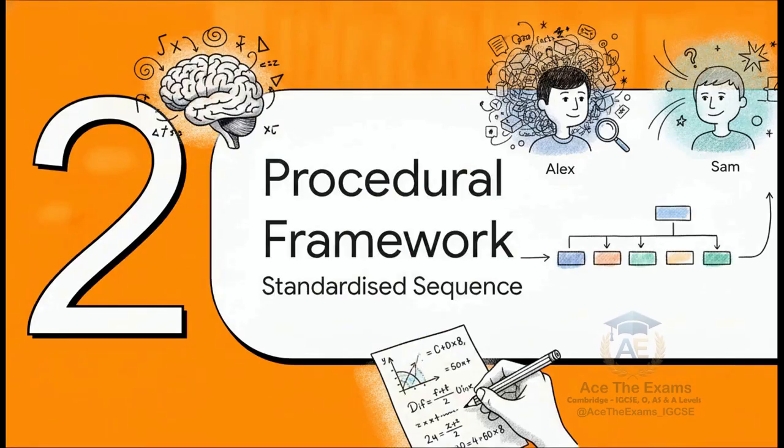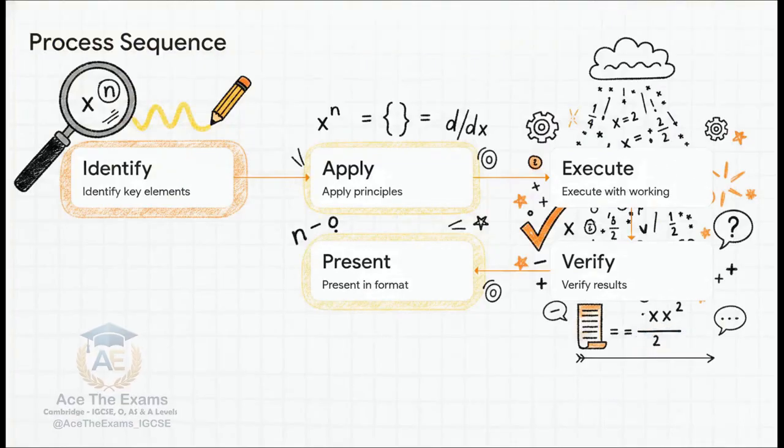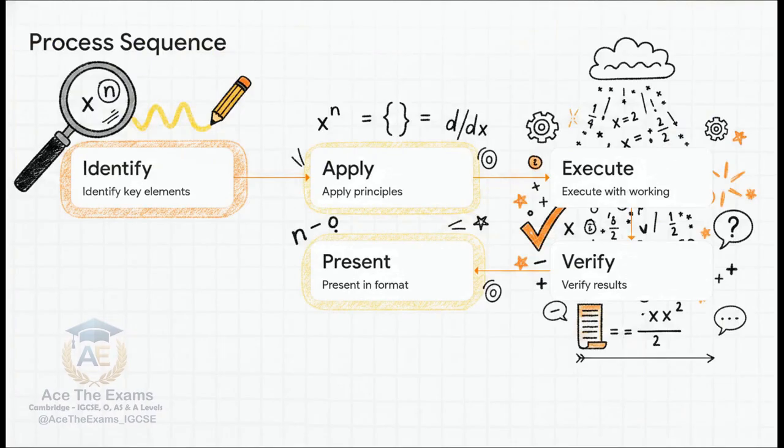Phase 2. The procedural framework. Let's establish our standardized sequence. This is the exact moment where we transition from purely understanding the underlying theory to the rigorous physical execution on the exam paper. Here is the pristine 5-step standardized sequence for processing complex differentiation and chain rule problems. Picture Alex and Sam debating the structural framing of their argument blocks right now.